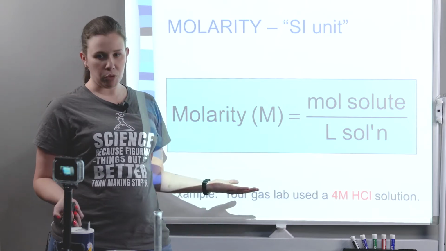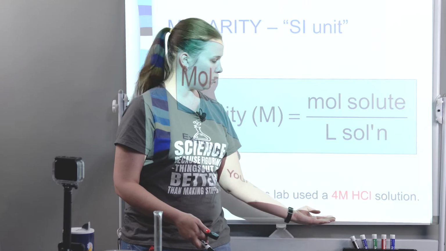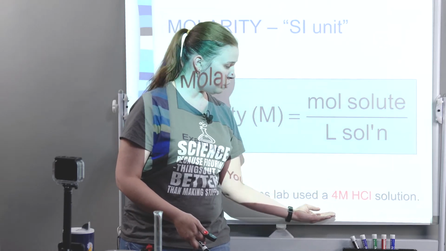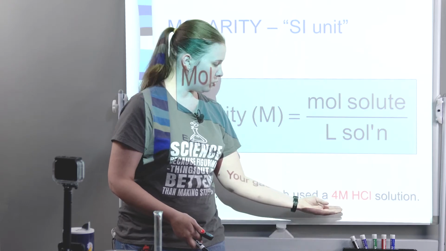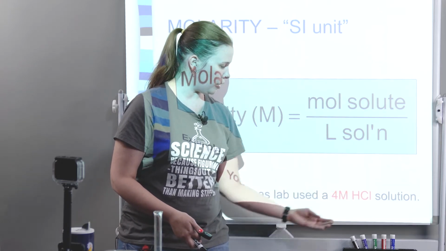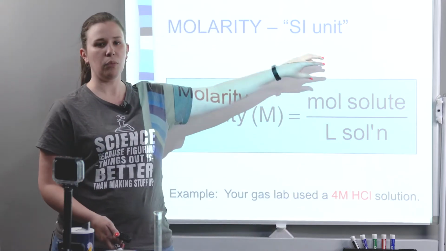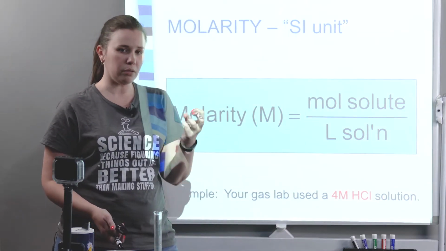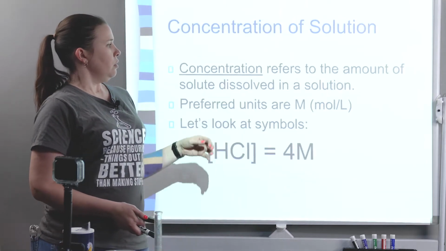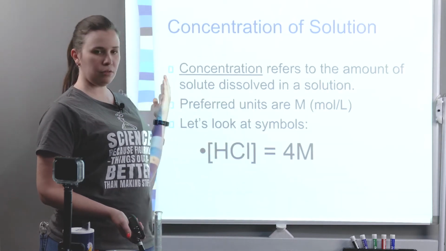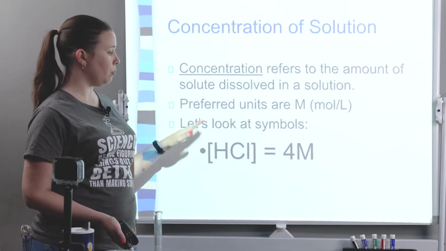This is the most important, I say, because this is typically how, when you purchase chemicals, when you want to know how to label chemicals for storage, you're going to label them by their molarity. So if we have 4M hydrochloric acid, that would be a 4 molar hydrochloric acid, or 4 moles of hydrochloric acid particles in an entire liter of solution. So concentration is still referring to the basic amount of solute in solution, but the preferred units are molarity.